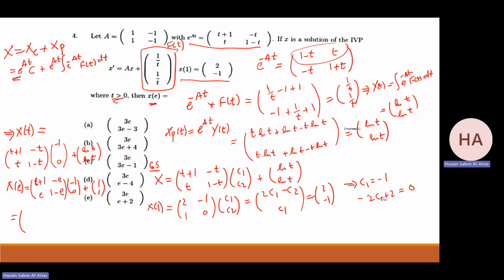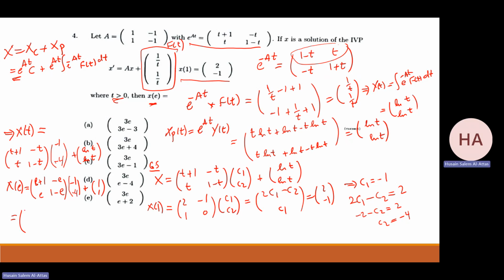Now, let me solve this again. Yeah, seems to be a mistake here. So this is 2c1 minus c2 equal to 2. So I have minus 2 minus c2 equal to 2. So c2 equals minus 4. Yeah, so minus 2 plus 4 equals 2, yes. So c2 equals minus 4. That will make a lot of difference. Yeah, this is minus 4.